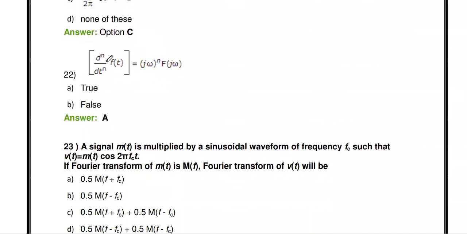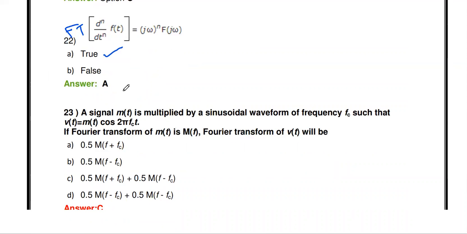Then the next question: d power n divided by dt power n of f of t. The Fourier transform of d power n divided by dt power n of f of t is j omega to the power n into F of j omega. Is this true or false? True. According to the differentiation property, if you differentiate the signal one time and take the Fourier transform, the answer is j omega into F of j omega. So if you differentiate n times, we will get j omega to the power n into F of j omega. So it is true. Okay, this Fourier transform is correct.